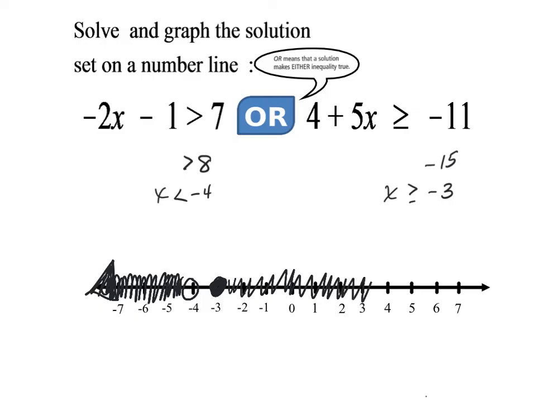Now, the key with OR questions is you shade all the way to the arrow, no matter what. It doesn't matter if they're going towards each other or away from each other, you always shade to the arrow. Normally, there'll be a little space in between the numbers, but that's not always. Sometimes you'll just have the whole number line shaded. And that finishes inequalities. I hope you understood.